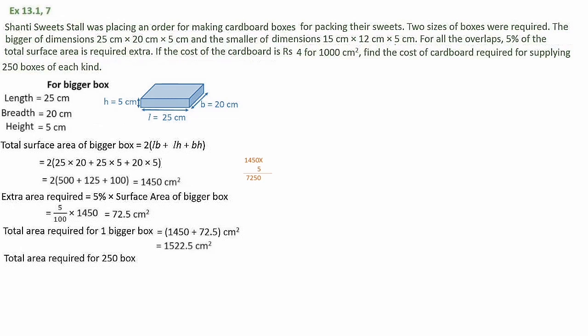Next is the total area required for 250 boxes. This is the area for one box. We need 250 boxes. So we have to multiply this area with 250. That is equal to 1522.5 into 250. This also, a rough calculation we have to do.